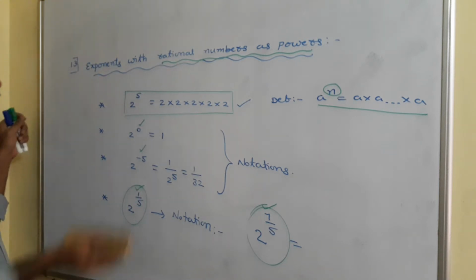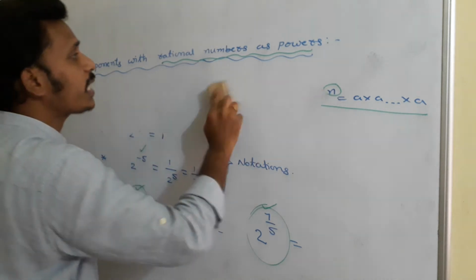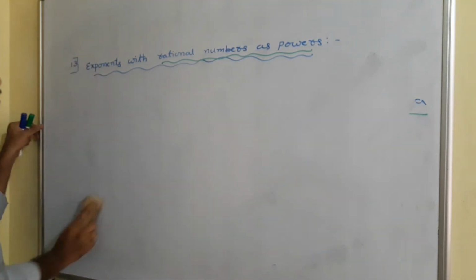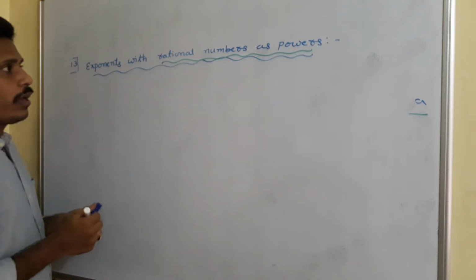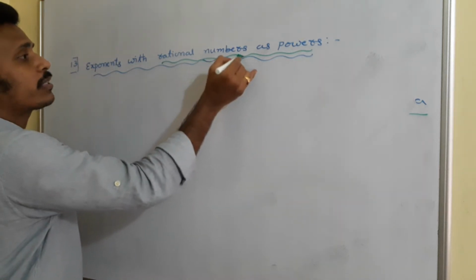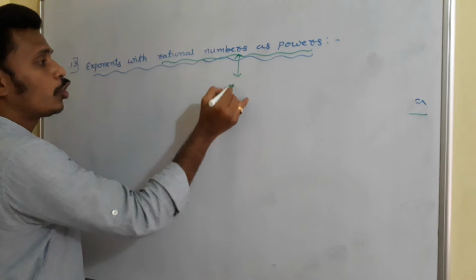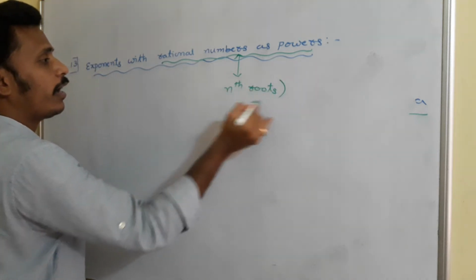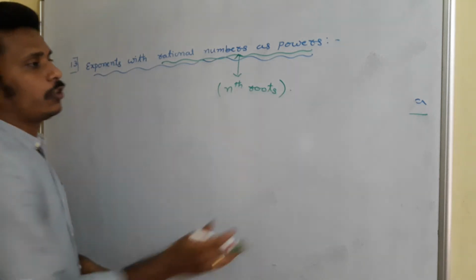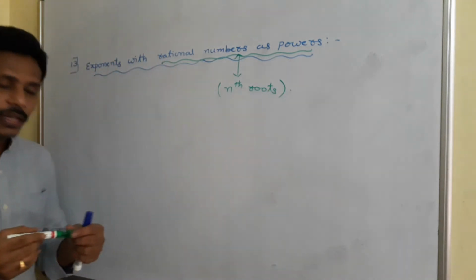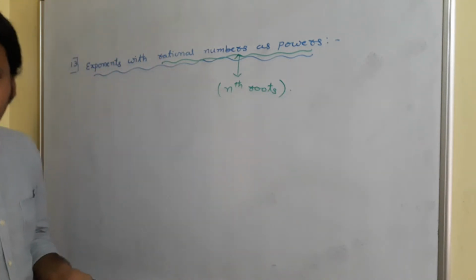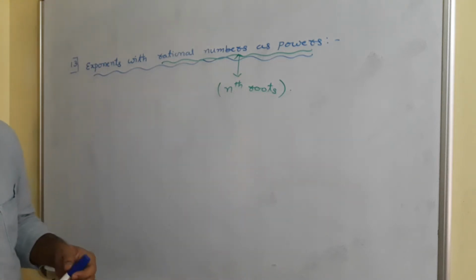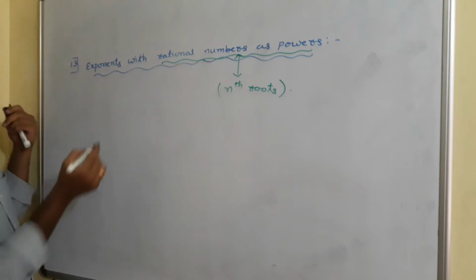Exponents with rational numbers as powers lead to the concept of nth roots also. Exponents with rational numbers as powers lead to the concept of nth roots. What is an nth root and how can we get these exponents with rational powers? For all these things we have a notation. Just have a look.